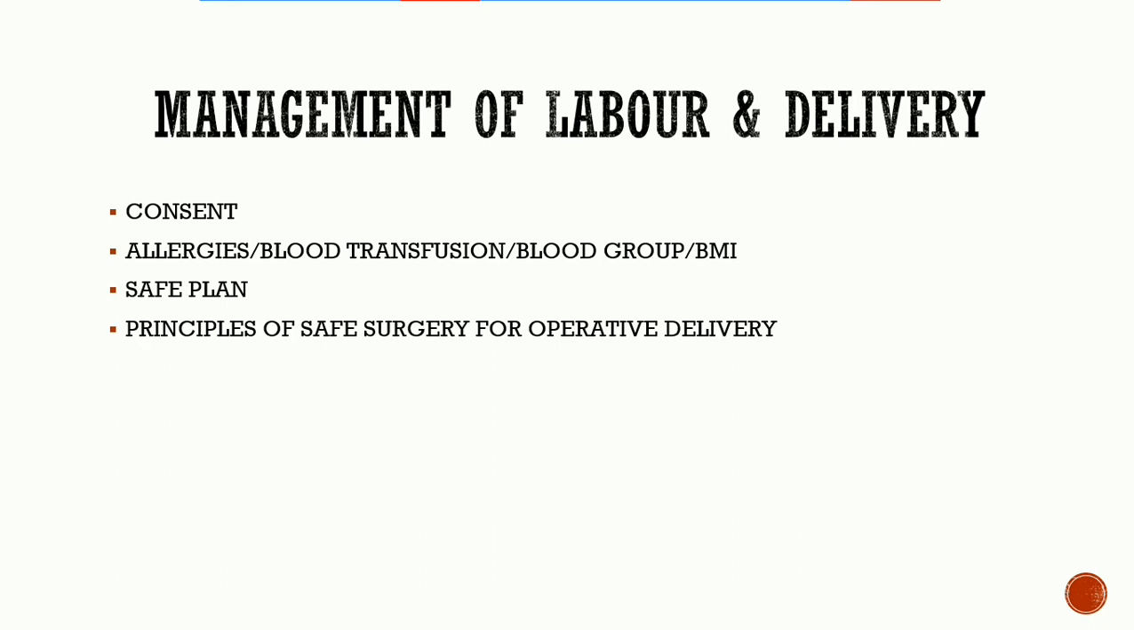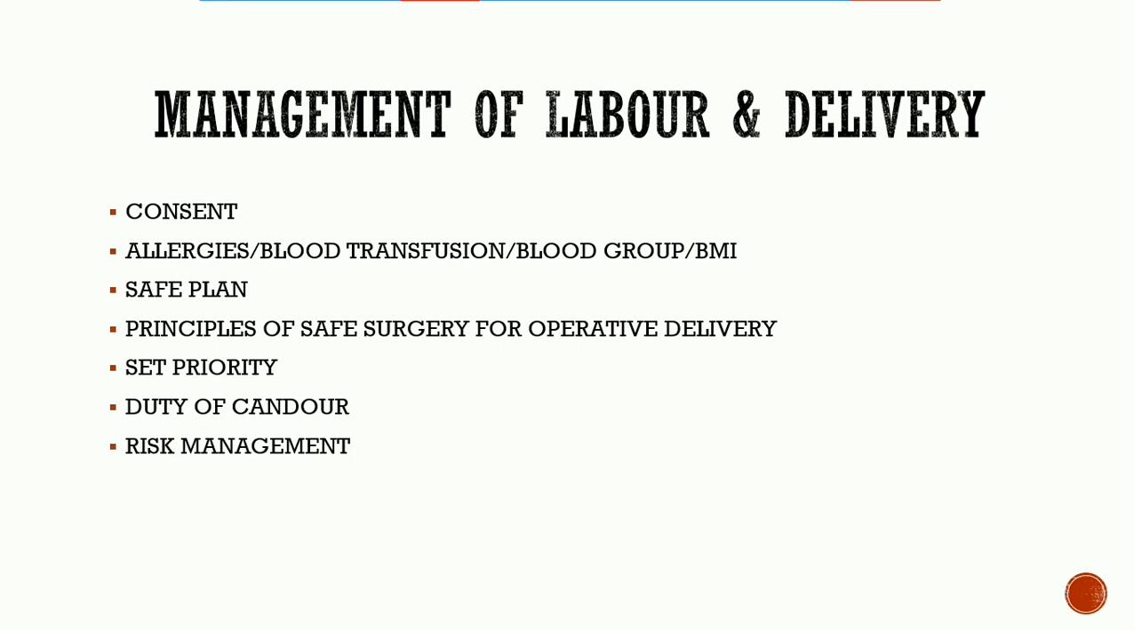Another thing is about safe surgery for operative delivery. That means remember consent, remember the WHO checklist, remember arranging blood for emergencies. So these are the things that will repeatedly come, but you need to remember those. Any operative procedure, don't forget consent, don't forget blood to be sent, blood to be arranged. Don't forget the WHO checklist and informing the anesthetist and the theater staff. This is what I spoke about in the earlier part about labor ward prioritization. Duty of candor, we've spoken about it, and risk management.